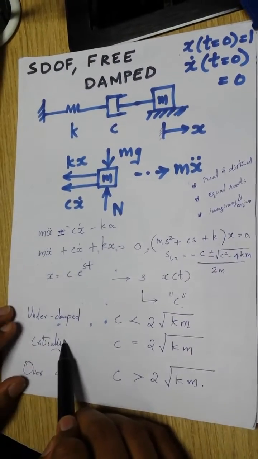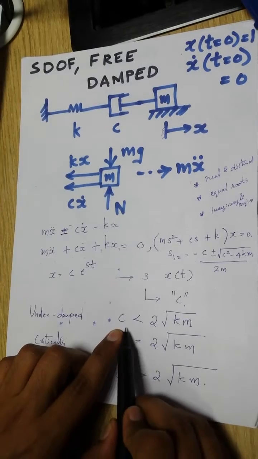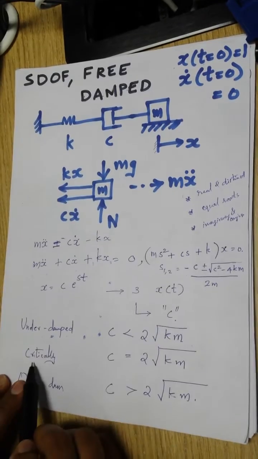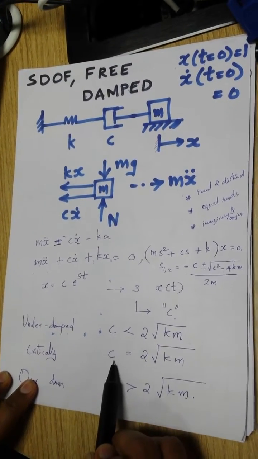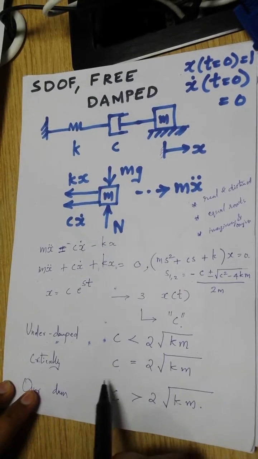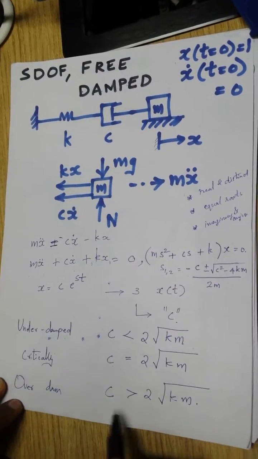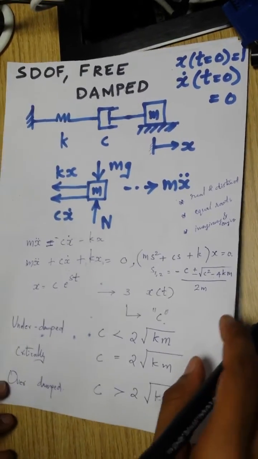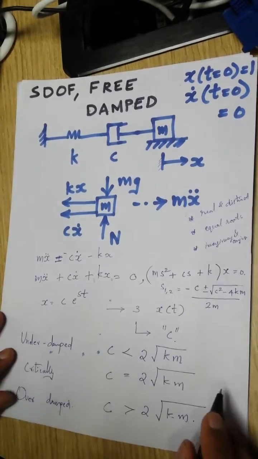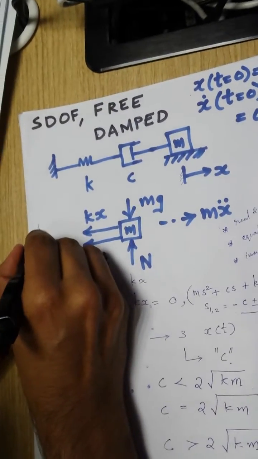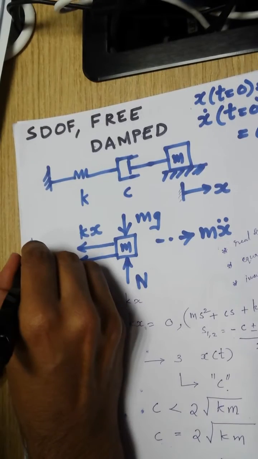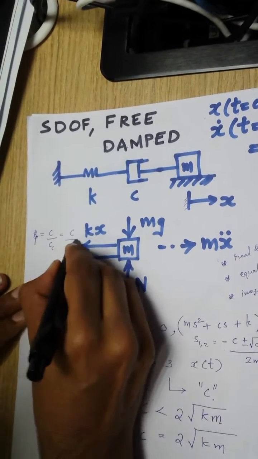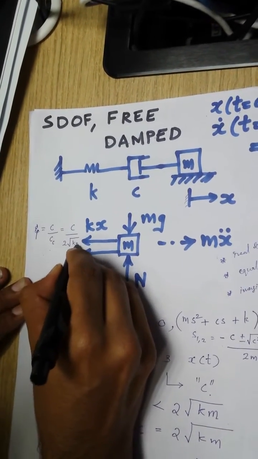This was mathematics. Now coming to the physics of things. If c is less than 2 root k m, we call it an underdamped system. If the damping coefficient c is equal to 2 root k m, then we call it critically damped. If c is greater than 2 root k m, we call it overdamped. I am introducing a new factor called the damping ratio, given by zeta. This is c divided by Cc, where Cc is the critical damping coefficient.